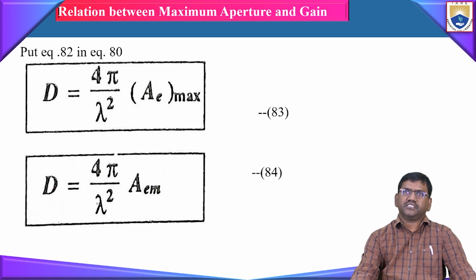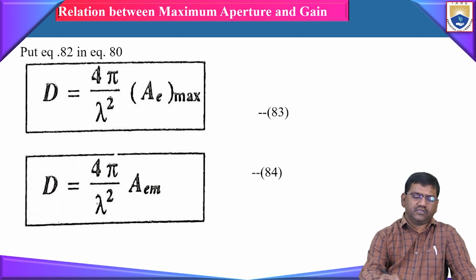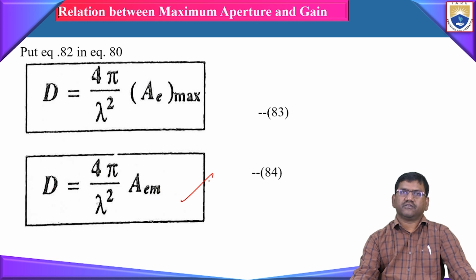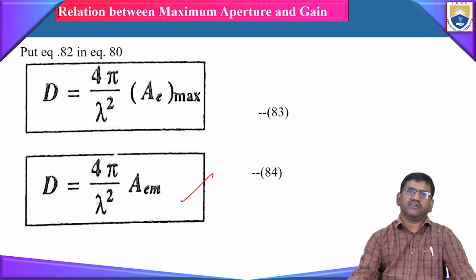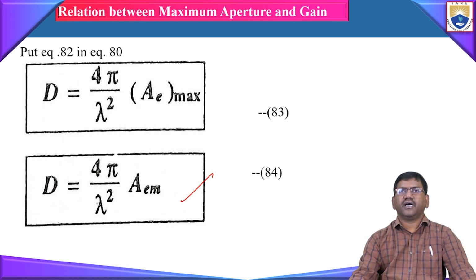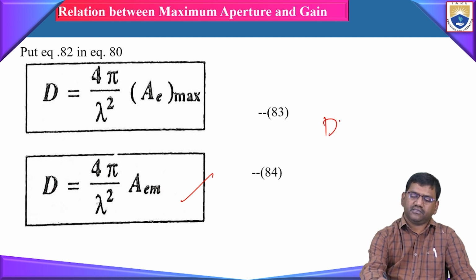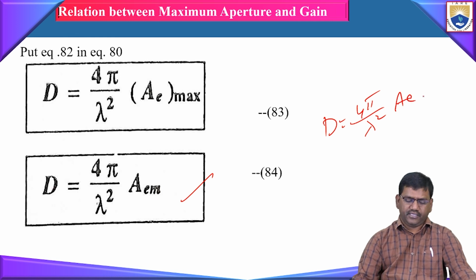The relationship between the maximum aperture and the gain is given by D equals 4π/λ² into AE. So for most of the cases, to calculate the value of effective aperture, which depends upon the directivity of the antenna, we use the relationship D equals 4π/λ² into AE.